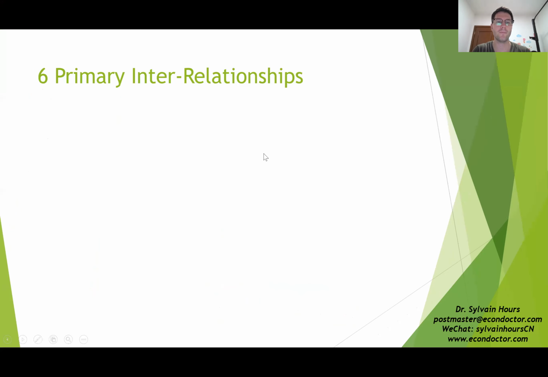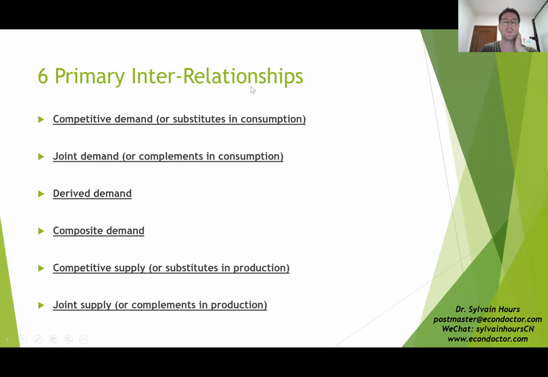So there are 6 primary interrelationships that the students must know. Competitive demand, which are simply the substitutes in consumption. Joint demand, the complements in consumption. So competitive demand is when one can replace the other. Joint demand is when you need to buy them together. And derived demand, which is new, is when you buy one input to produce a certain output.